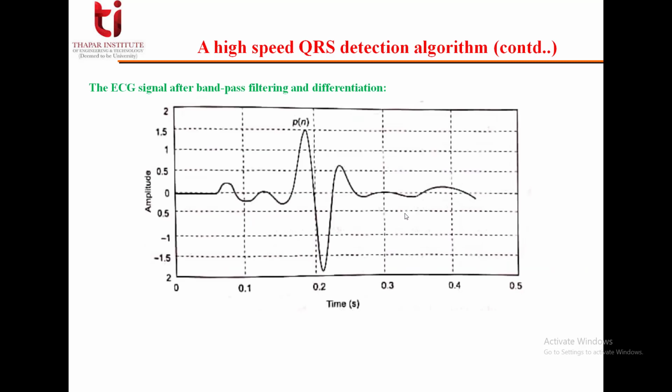Now the ECG signal after the band pass filtering and differentiation, as you can see in this figure. So observe the increase in peak to peak amplitude of the QRS complex and the attenuation of both the P and T waves.